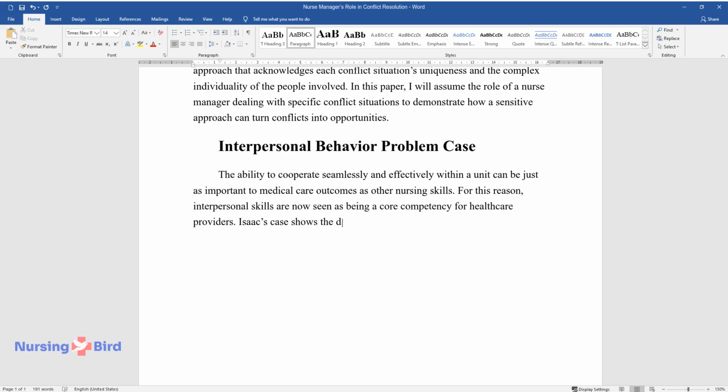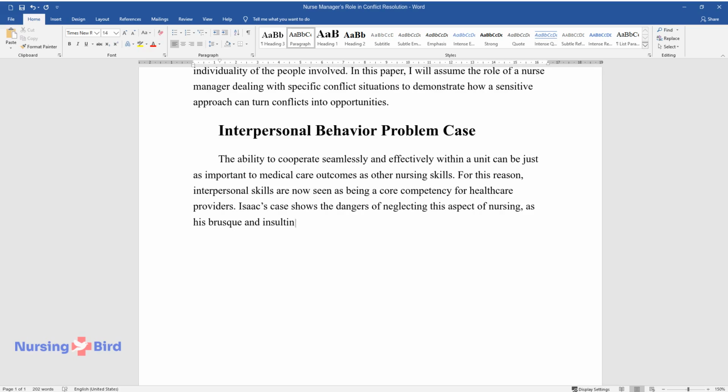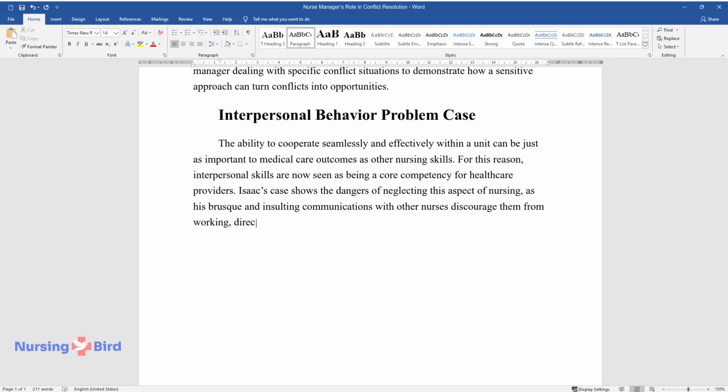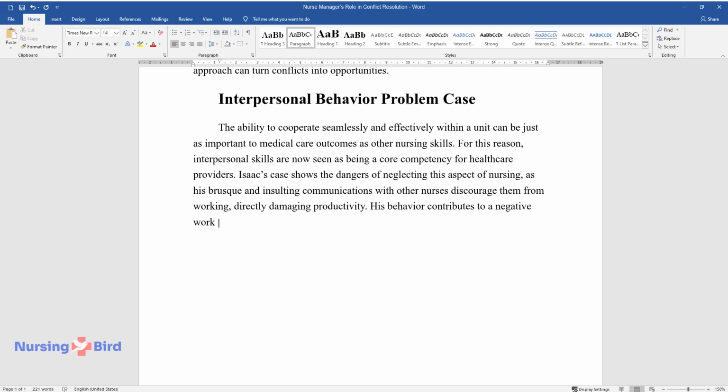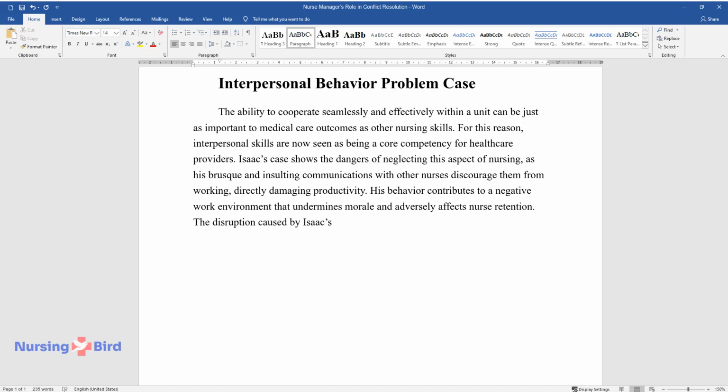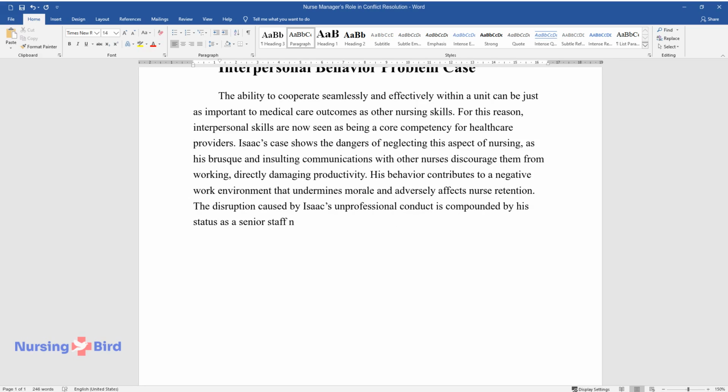Isaac's case shows the dangers of neglecting this aspect of nursing, as his brusque and insulting communications with other nurses discourage them from working, directly damaging productivity. His behavior contributes to a negative work environment that undermines morale and adversely affects nurse retention. The disruption caused by Isaac's unprofessional conduct is compounded by his status as a senior staff nurse.